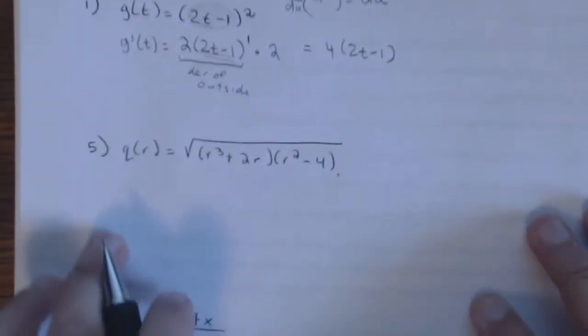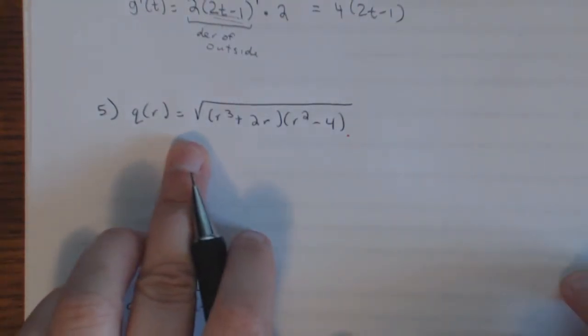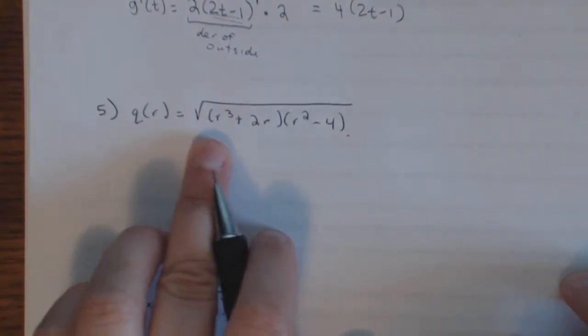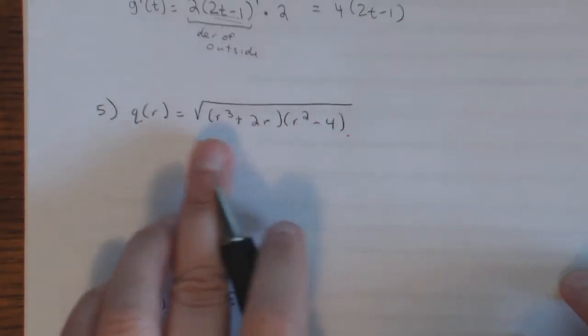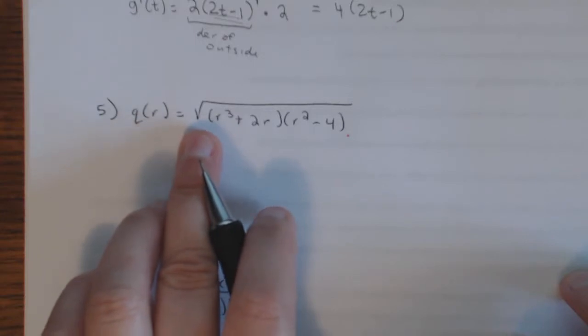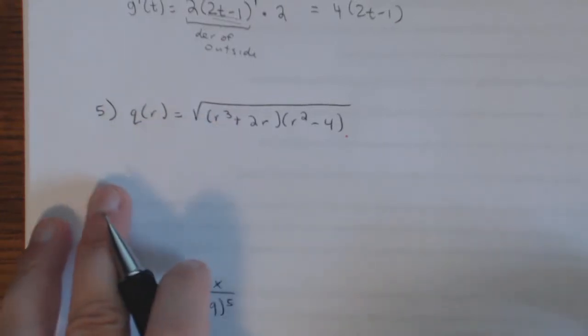All right, now let's move to the harder ones. And number 5, q of r equals the square root of r cubed plus 2r times r squared minus 4. Those parentheses are very important. And you cannot take a derivative of a radical. You have to rewrite the radical using rational exponents.